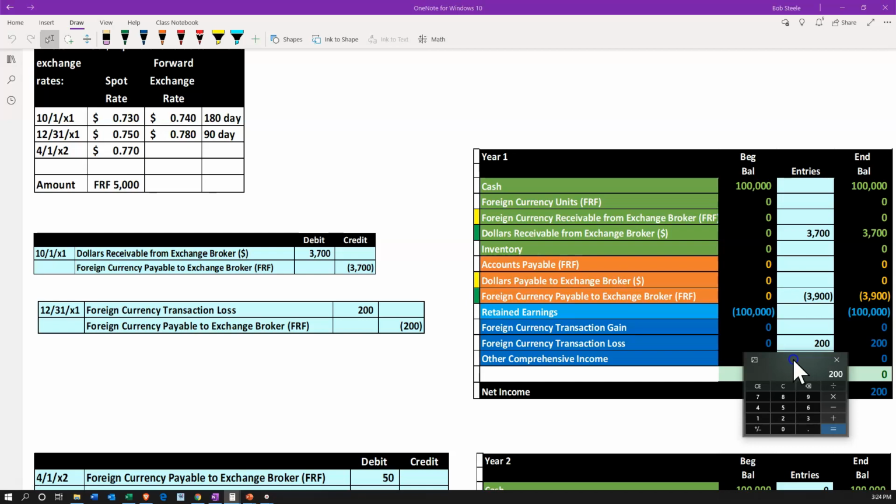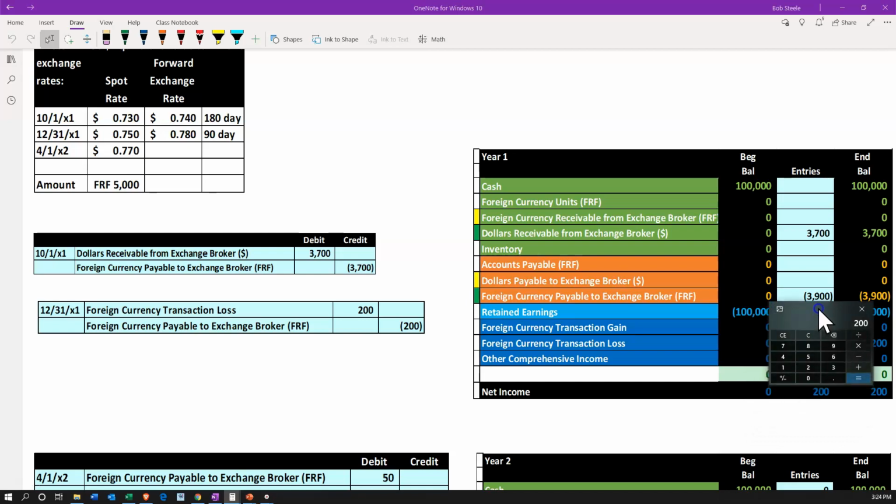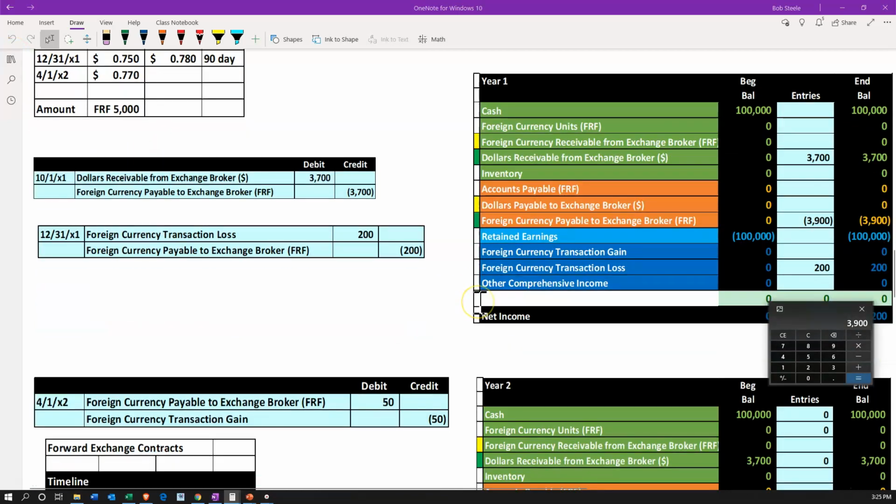And then the foreign currency loss is going to be included in the foreign currency payable. Now that at 3,900, once again, is calculated from the 5,000 francs we will be paying times the current forward exchange rate of 0.78, which is this item here, giving us that 3,900.